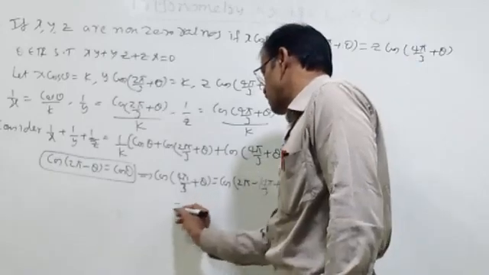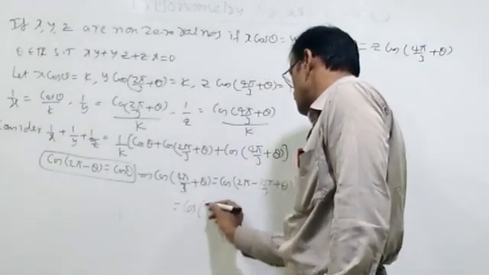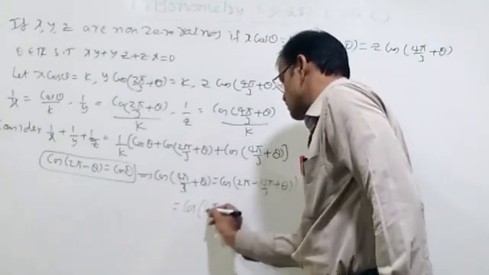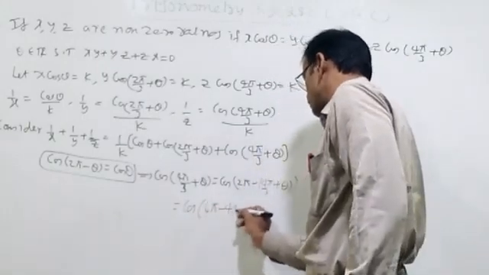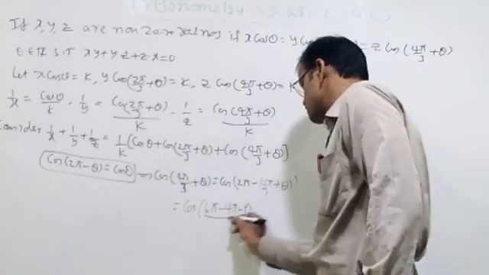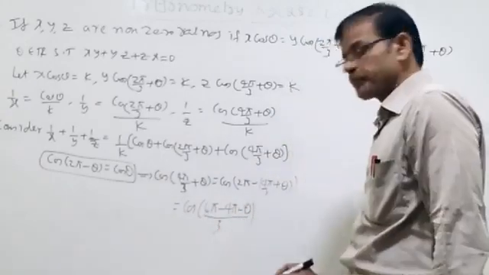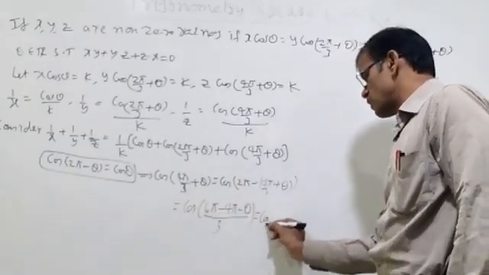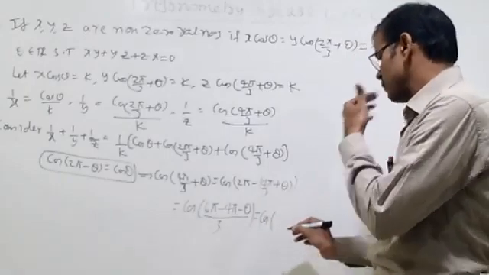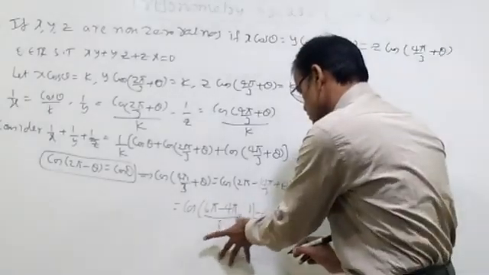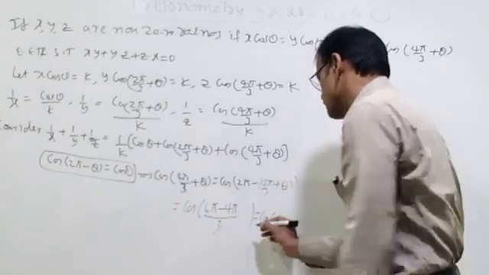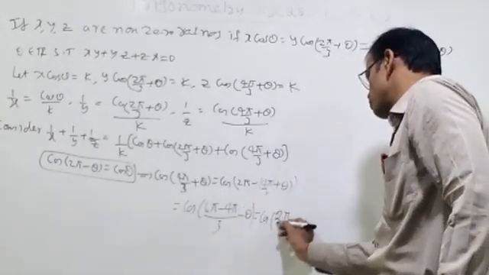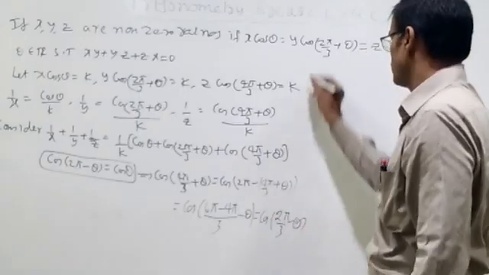So it is becoming cos of, take LCM here, 3 twos are 6 pi, 3 as LCM, 6 pi minus 4 pi, and minus of plus becomes minus theta, whole by 3. So 6 pi minus 4 pi becomes 2 pi by 3, and don't take LCM for theta, simply it is minus theta. So it is becoming cos of 2 pi by 3 minus theta.